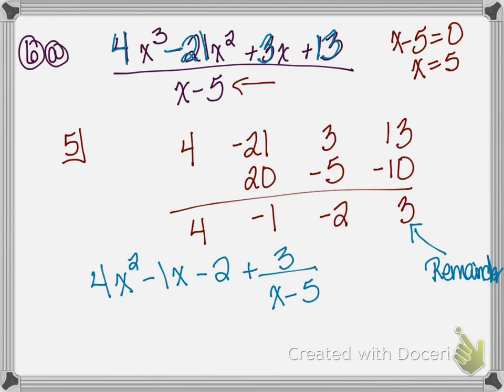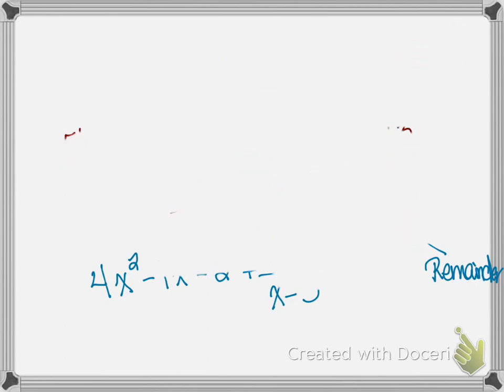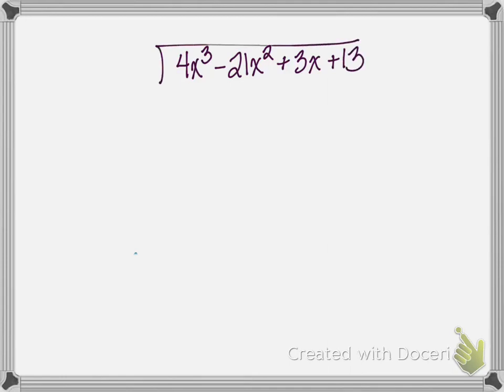Now I'm going to go ahead and do this in long division also, just so that we can look at it and you can see it done in long division. So I'm going to erase all this, and we're going to do it in long division. Okay, here we go. I have 4x to the third minus 21x squared plus 3x plus 13. That goes in the box. Outside the box is x minus 5.